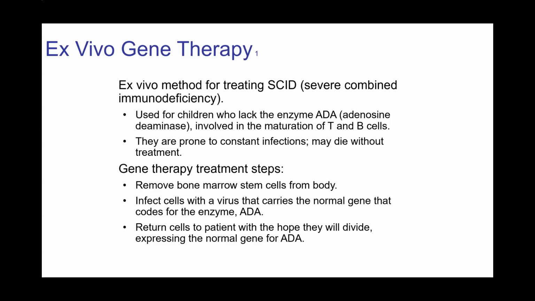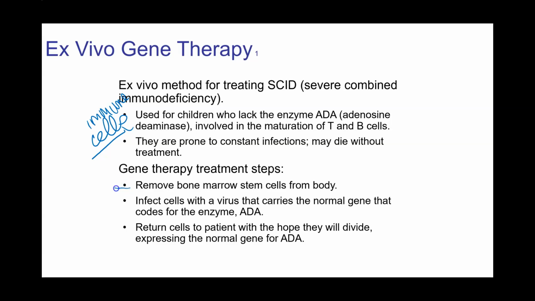So in ex vivo, we use ex vivo methods, I should say, for treating SCID. SCID is severe combined immunodeficiency. It's a rare disease, but it occurs in children who are born without the ability to produce mature B and T cells. And because they can't produce those B and T cells, that's your immune cells, they're more prone to infection and they can die very easily. So with these, we use ex vivo.